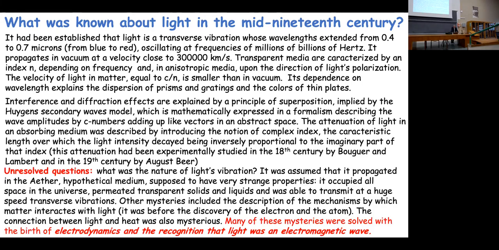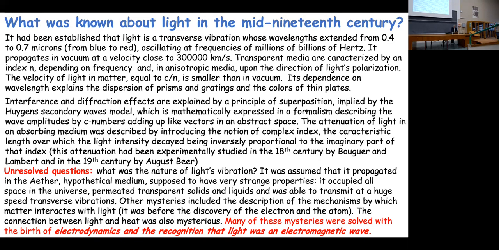Some questions were still, of course, unresolved. What was the nature of light's vibration? It was assumed that it propagated in the ether, which is a hypothetical medium supposed to have very strange properties. It occupied all space in the universe. It permeated transparent solids and liquids and was able to transmit at a huge speed transverse vibrations.